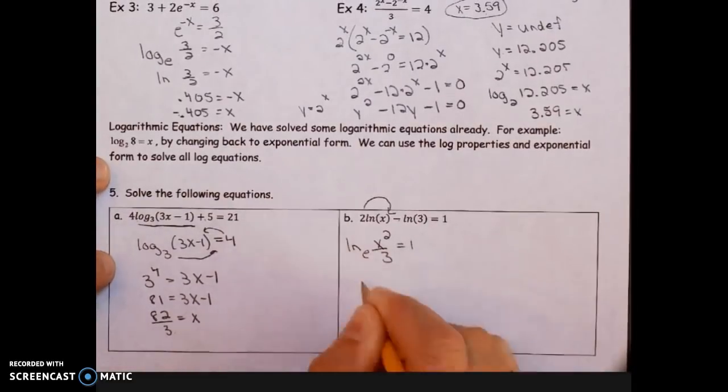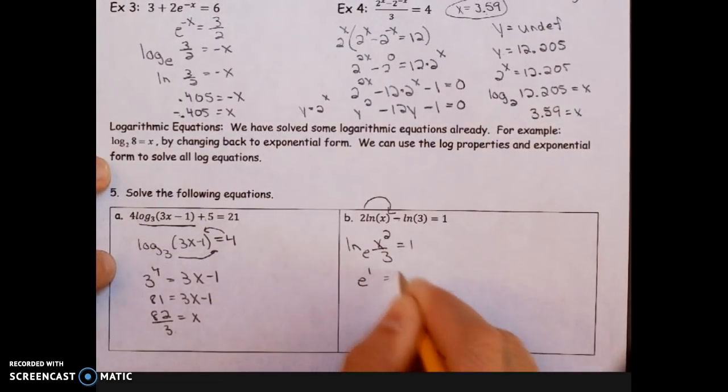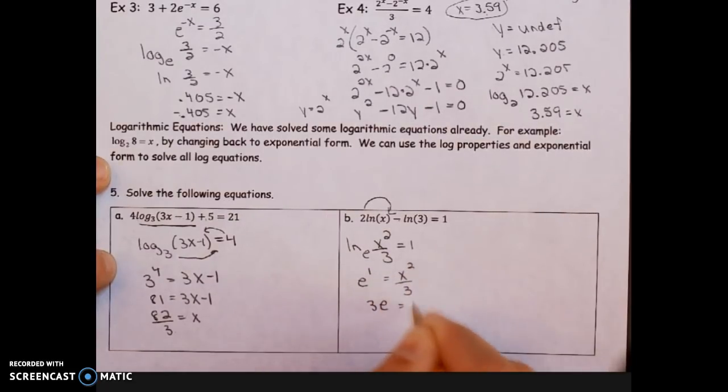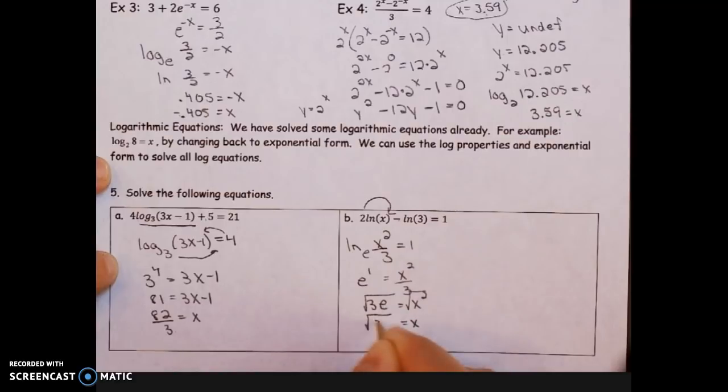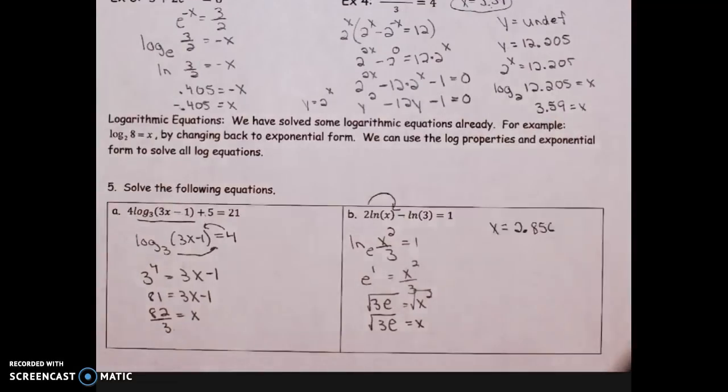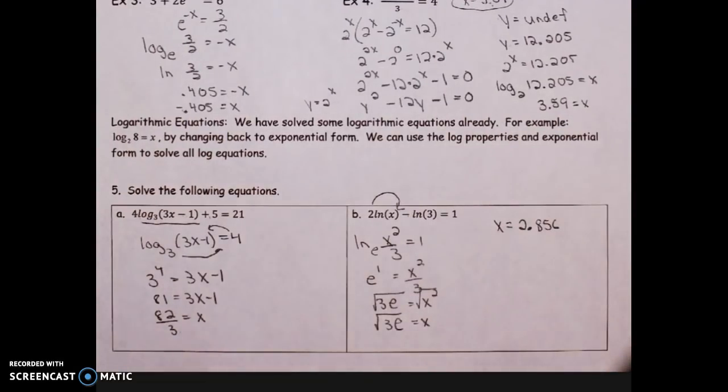We've got an e. This becomes e to the first equals x squared over 3. We're going to multiply by e. Eventually take the square root. If they ask us to leave it in exact form, we're going to leave it like that. If they want us to take it to a decimal, okay, when I plug that in my calculator, I got x equals 2.856. Moving on to the back side.